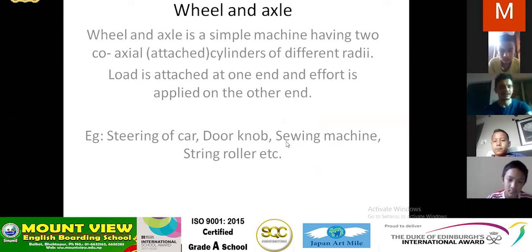So this is all about wheel and axle. Students, are you clear about wheel and axle? Any confusion? If you have confusion, then you can talk to me. Okay, so listen once again.